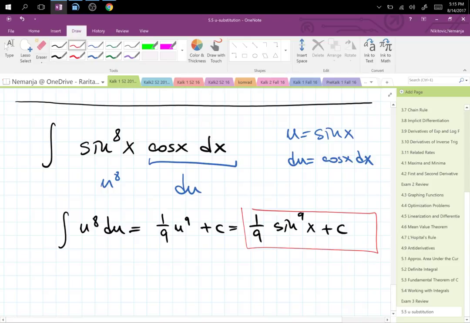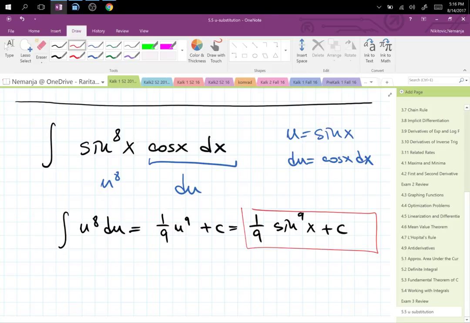So sine to the 8x, right? If sine is equal to u, then the derivative of sine is cosine, right? dx goes to the other side. So the entire cosine x dx is du. And then sine x is u, so u to the 8th. The integral of u to the 8th is u to the 9 over 9. So we are transforming this complicated trig thing into a much simpler integral to solve. And then we bring back the trig functions once we integrate everything in terms of u.